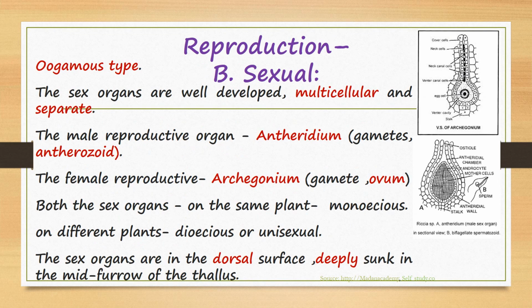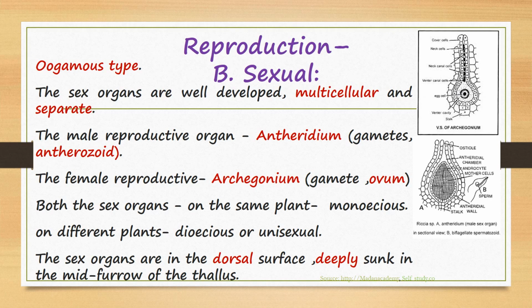Now, let's learn about the sexual reproduction in Riccia. Riccia is mainly homothallic, that is monoecious in nature. That is, the same plant body bears both male and female reproductive organs. The male reproductive organ is called antheridia and they produce anthrozoids. The female reproductive organ is archegonia and they produce the gamete ovum.